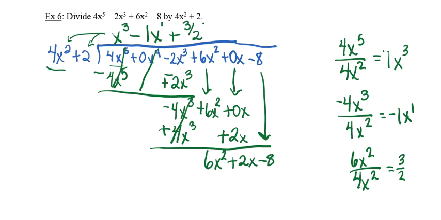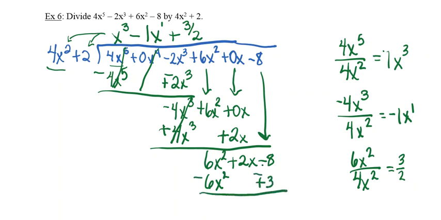So 3 halves times 4. 4 times 3 is 12. 12 divided by 2 is 6. So it is 6x squared. Now I'm going to do 3 halves times 2. 2 times 3 is 6. 6 divided by 2 is 3. So that's just the whole number 3. So I'm going to move it over.